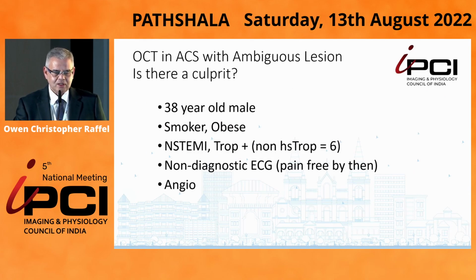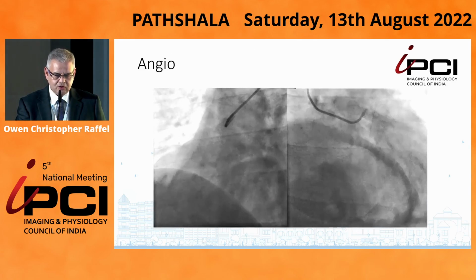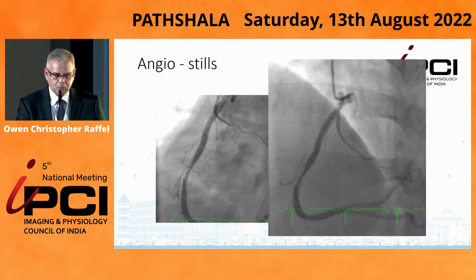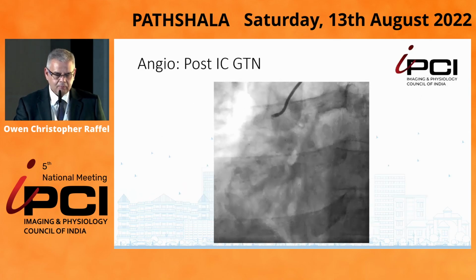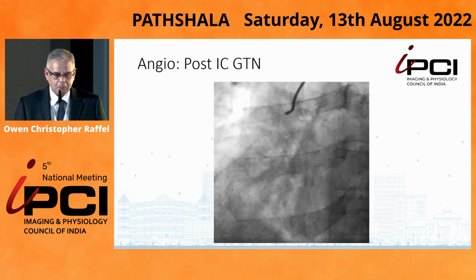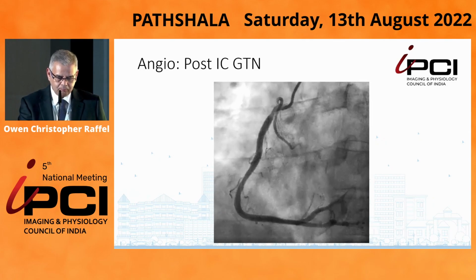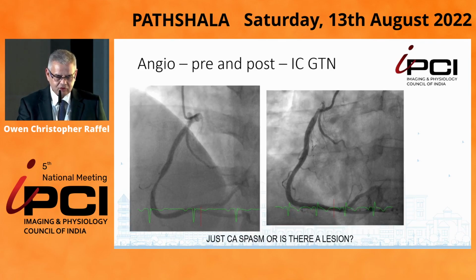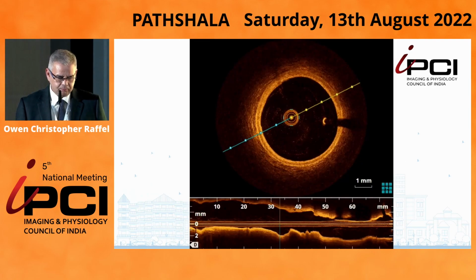So here's OCT in a 38-year-old male. He's a smoker, obese, non-STEMI, troponin was 6, non-diagnostic ECG, and this was his initial angiogram, and you see a mid-RCA stenosis. So we thought we'll put in a guide catheter, give some GTN, and that disappeared. Some mild tapering. So the fellow said, and it's unusual for a fellow, look, it's spasm, let's just stop. But is there a lesion here? Anyway, so we did OCT.